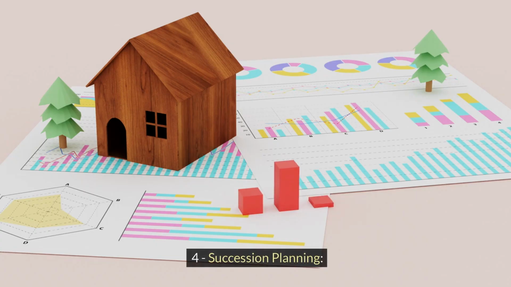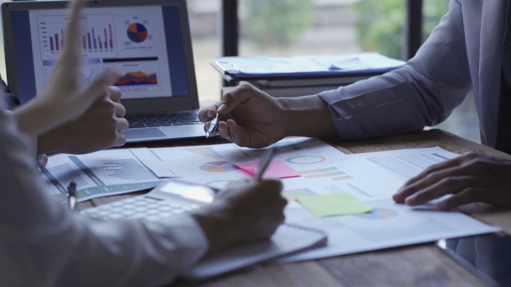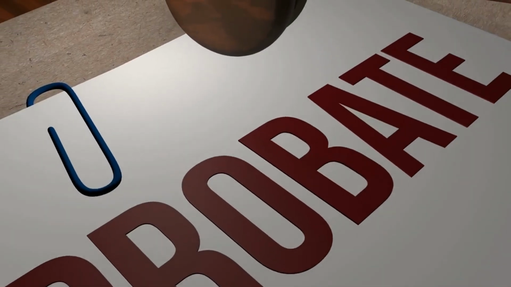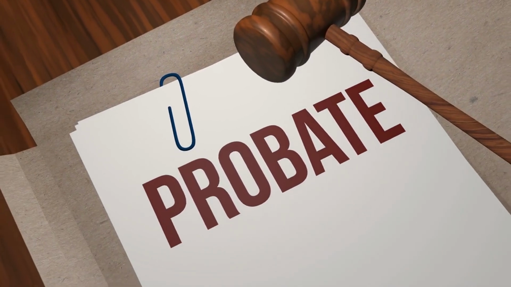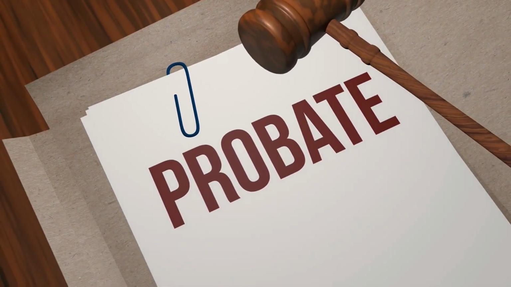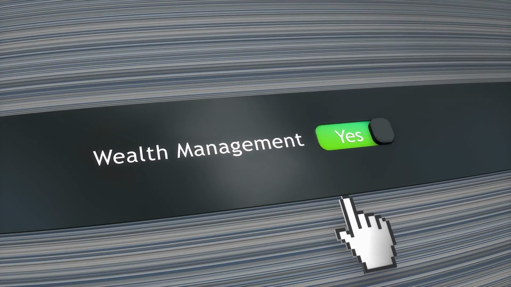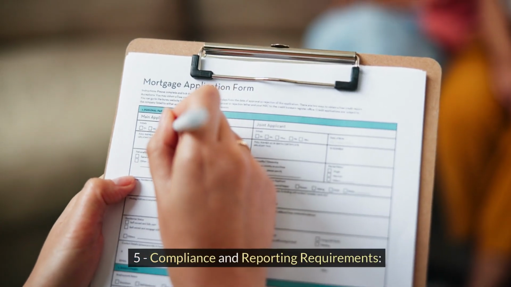4. Succession planning. Plan for the transfer of assets across borders in a tax-efficient manner to preserve wealth for future generations. Consider the implications of forced heirship rules in certain jurisdictions, which may limit the testator's freedom to dispose of assets. Establish clear guidelines for the management and distribution of assets to ensure a smooth transition of wealth to heirs.